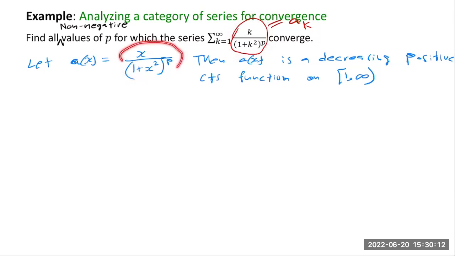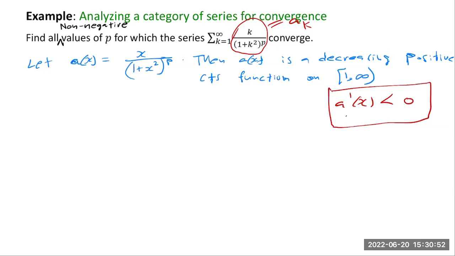Okay. Notice that this function is a decreasing positive continuous function on this interval. Clearly, it is positive on this interval, right? Whenever X is a positive number, this whole thing is positive. And it is also continuous because this function is continuous and the bottom function is continuous. So the quotient of continuous functions is continuous because this is non-zero. This is always positive. And also it's a decreasing function. You can show that it is decreasing by showing that your A prime of X is negative. This is an exercise for you. Show this.